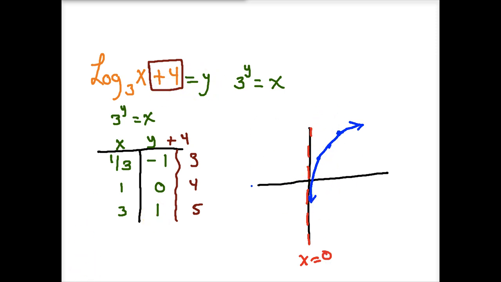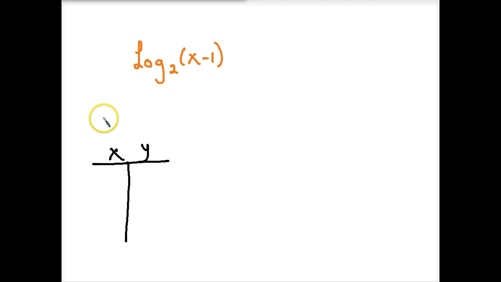Okay, so that's one. Let me do another one for you just in case. Let's try one where we have a shift to that h. This would be like log base 2, and then in parentheses you might have x minus 1. Then we would start with our key points, just like we did before. We would write this as exponential: 2 to the y equals x, and then we would do -1, 0, 1. Plug in -1, we get 1/2, we get 1, we get 2.